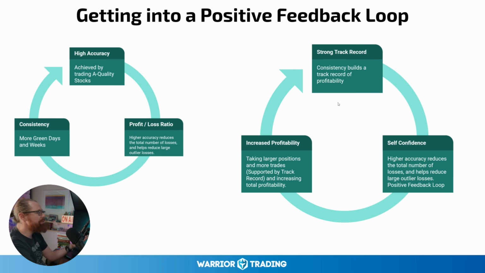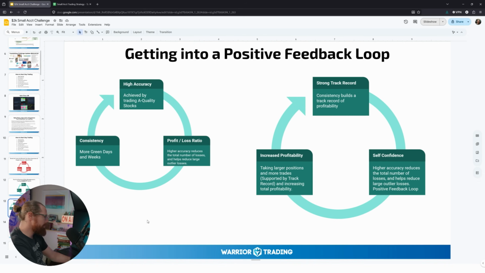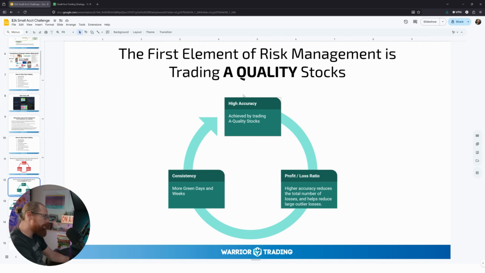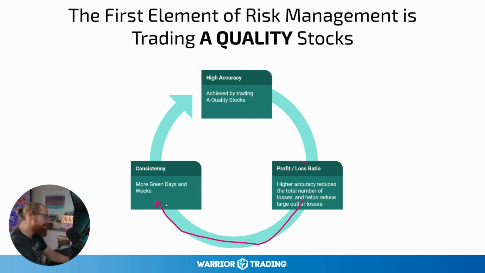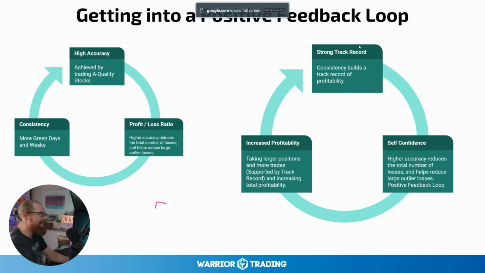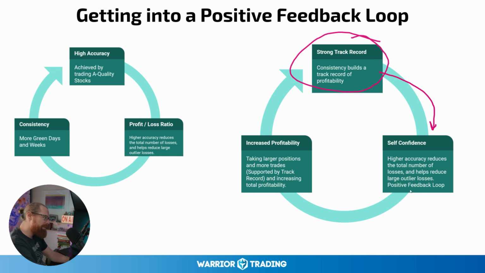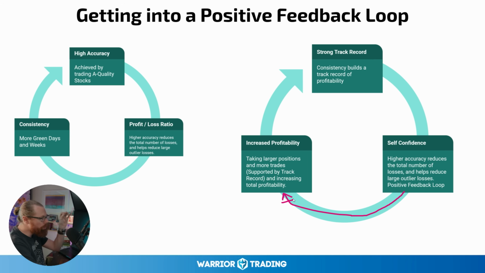So getting into a positive feedback loop means you begin first with, and we'll just go back to this previous slide real quick, high accuracy, focusing on trading A quality stocks. By trading high quality stocks, we'll invariably have a better average winner versus average loser ratio, also called the profit to loss ratio. And that's going to then breed higher levels of consistency. When you've got high accuracy, a better profit loss ratio, and consistency, that's going to create a strong track record, which creates self-confidence.